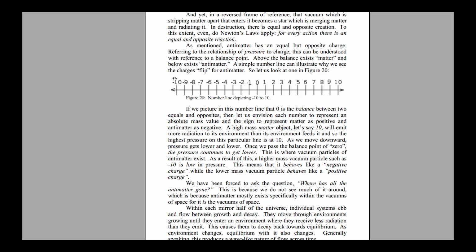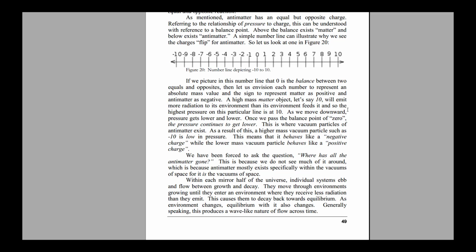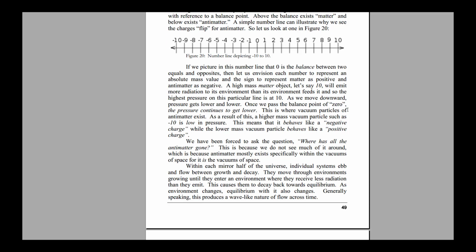So we just got a number line from negative 10 to 10 here, just as an example. If we picture in this number line that 0 is the balance between two equals and opposites, then let us envision each number to represent an absolute mass value and the sign to represent matter as positive and antimatter as negative. A high mass matter object, let's say 10, will emit more radiation to its environment than its environment feeds it, and so the highest pressure on this particular line is at 10.